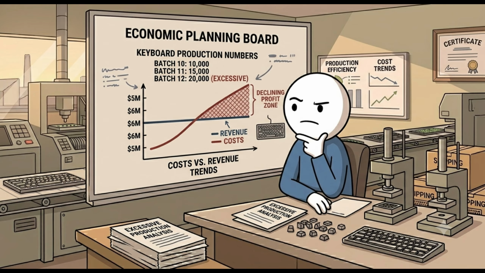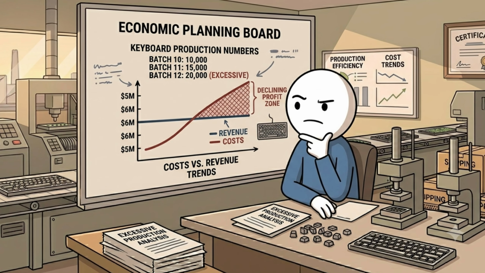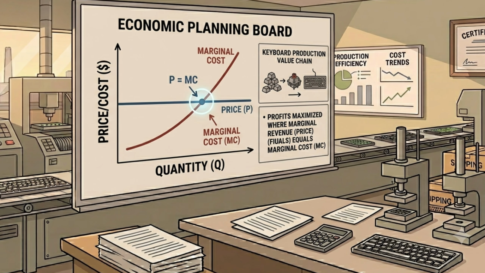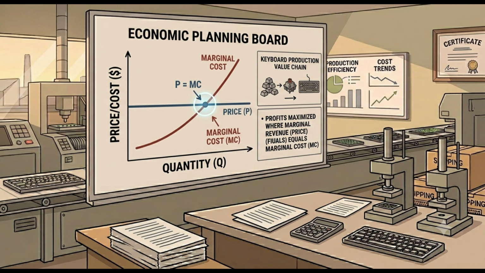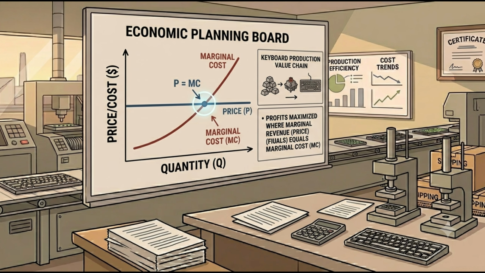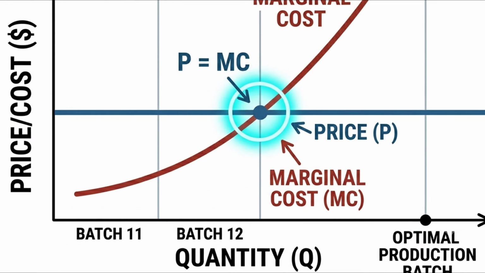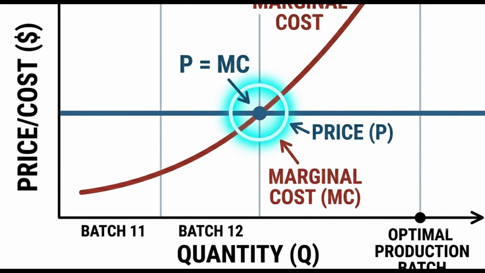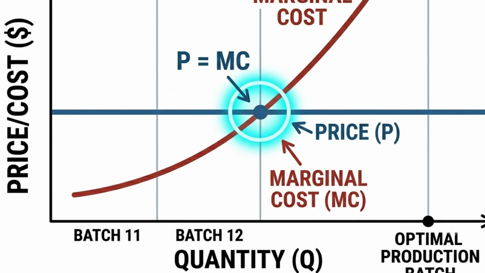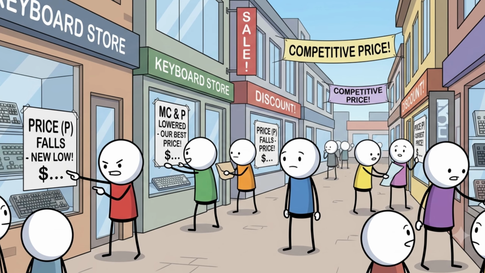But what happens when a price war starts? Suppose a new competitor enters the market with a massive factory and drives the market price down. John suddenly finds that the market price is lower than his average total cost. He is losing money on every keyboard he sells. At this point, John faces a difficult choice. Should he keep producing at a loss, or should he shut down his factory?